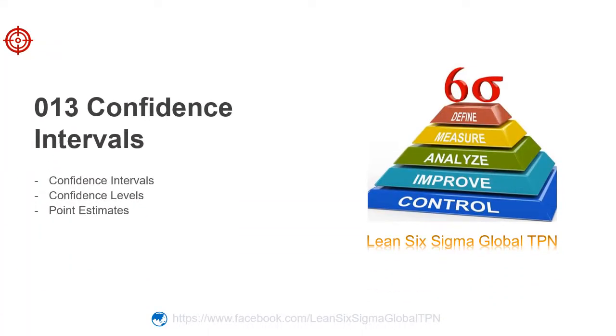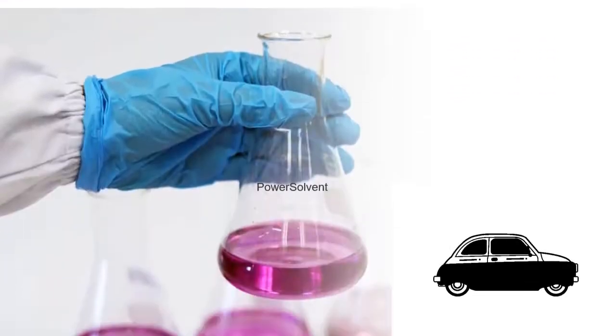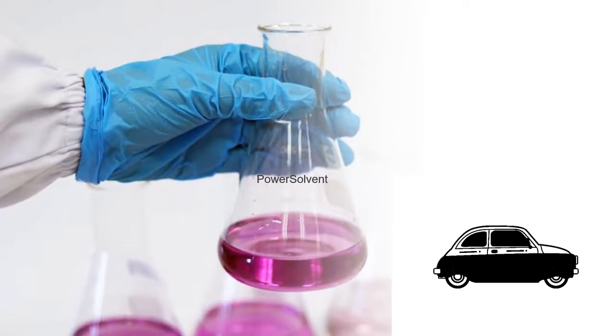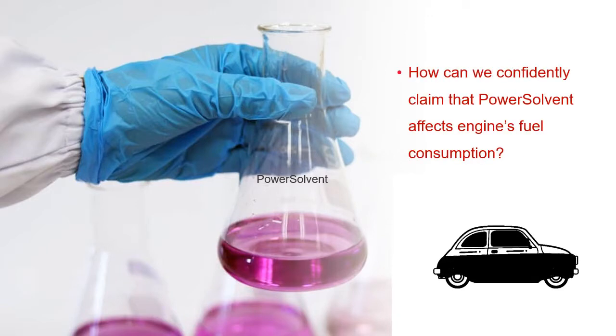All right, so let's talk about the confidence interval, confidence levels, and point estimates. The R&D team develops a new type of solvent that improves engine's performance, called a power solvent. They have preliminary data suggesting that the solvent has an additional side effect of improving speed and reducing engine's vibration as measured by engine's fuel consumption. So how can we confidently claim that power solvent affects engine's fuel consumption?